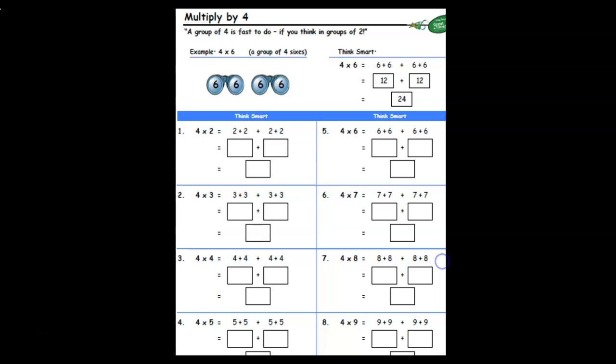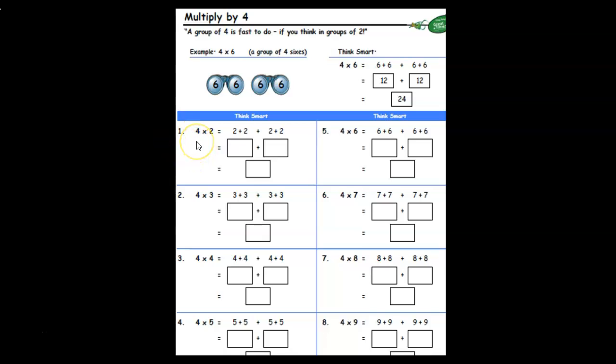Now let's look at our 4s. The 4s are easy. If we know our 2s, we know our 4s. We would just double them. So if I have 4 times 6, like up here, that's 4 groups of 6. So I have 4 6s. But I'm going to think smarter. I'm going to think of it as 2 groups of 6 and 2 groups of 6. I know my doubles. So 2 6s is 12, 2 more 6s is 12, and I'm going to put those together for 24.